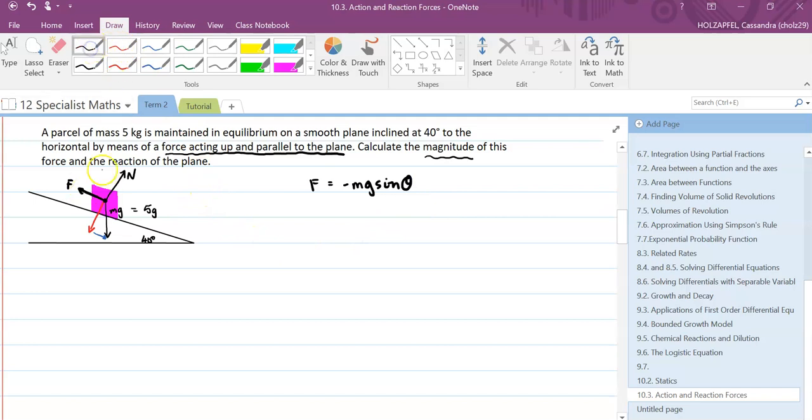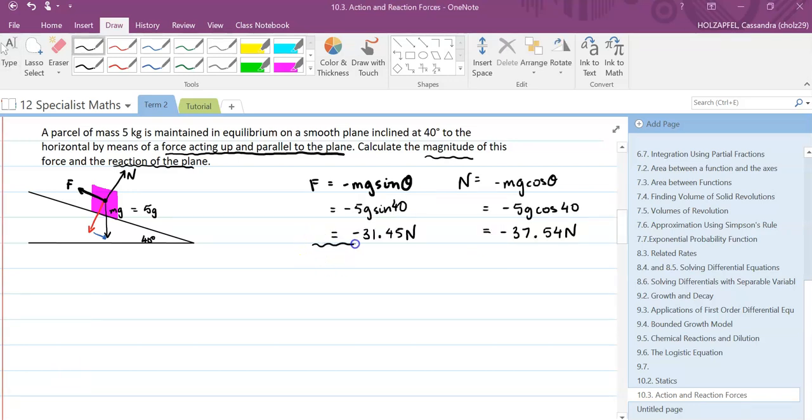Similarly, it's also asking us to find the reaction of the plane. So in other words, it's asking us to find the normal force. And we also know that this is going to be acting in equal and opposite directions to this red line here. And so the normal force is going to be equal to negative mg cos theta. So let's substitute in our values and find the frictional force and our normal force.